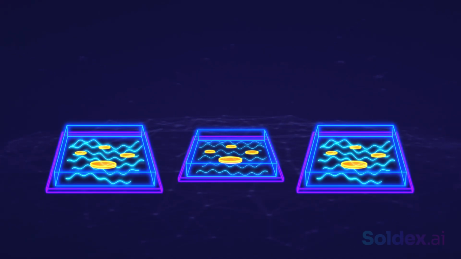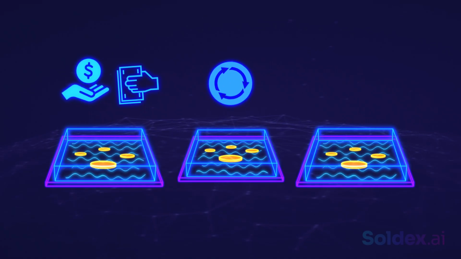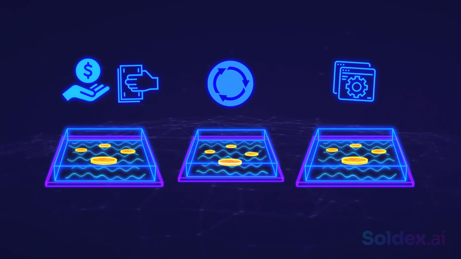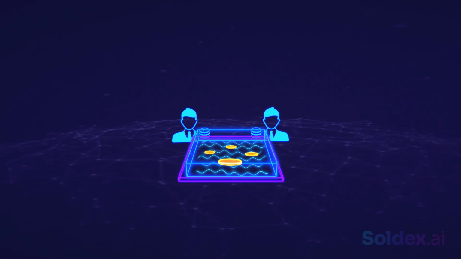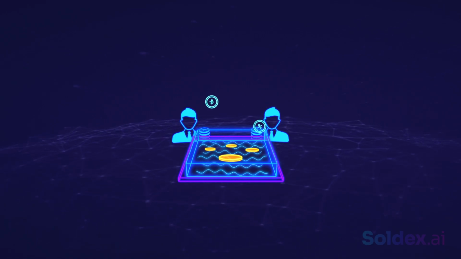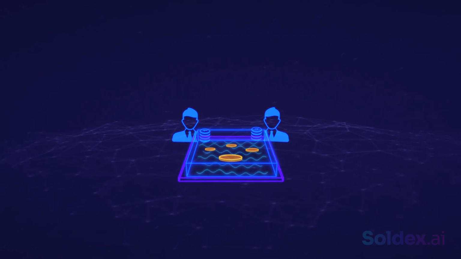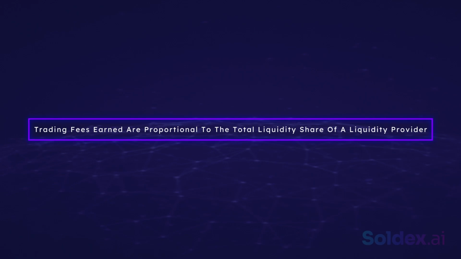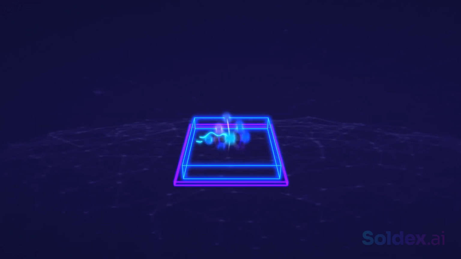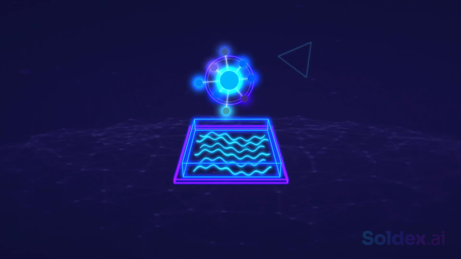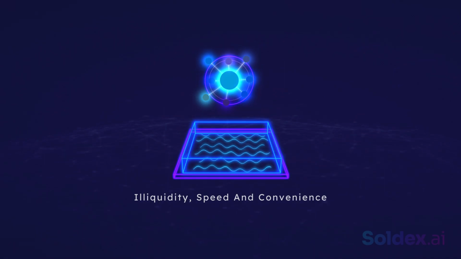Liquidity pools contain a pair or pairs of tokens that facilitate trading, swapping, and other functions in a decentralized exchange. The tokens in a liquidity pool are provided by liquidity providers who are incentivized with the trading fees from all trades and swaps in the pool. Note that the trading fees earned are proportional to the total liquidity share of a liquidity provider. DeFi ecosystems use liquidity pools to solve the problems of illiquidity, speed, and convenience.